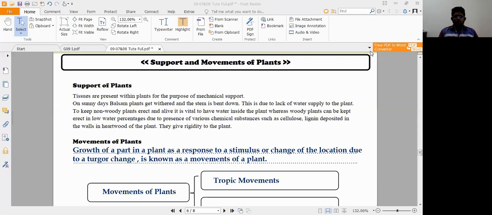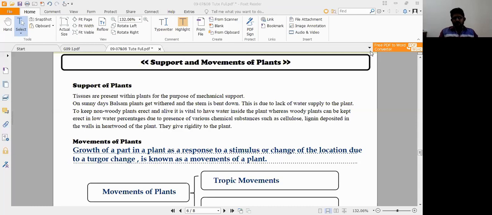even in low water percentage, due to the various chemical substances such as cellulose and lignin deposited in the walls of the hardwood of the plant. That means in their walls they have cellulose, lignin, like carbohydrates, and they give hardness. They are actually fibers, cellulose fibers, lignin fibers, giving additional strength to that plant. Accordingly, even in low water percentage, they will have a support.